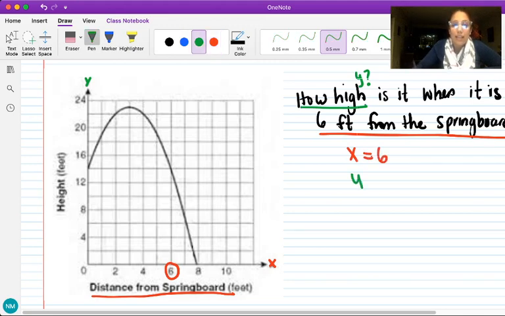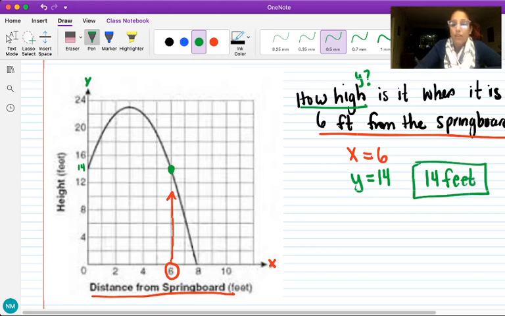That's what it's asking. So, we go up to our point, and our point is right there. And it is between 12 and 16. What's between? Well, this is going by 2's. So this is 14. So y equals 14. So the answer would be 14 feet. You always answer in respect to the units that are given.